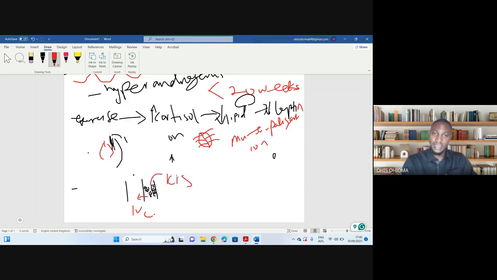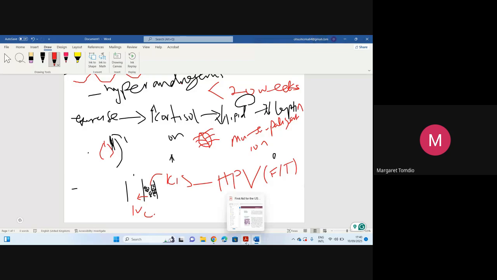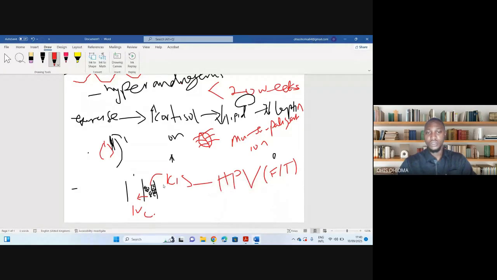For cervical carcinoma in situ, it has the same risk factors, which is number one, HPV. Just by the side, HPV is the commonest sexually transmitted infection in the world. True or false? True, correct. And HPV infected cells are known as koilocytes.